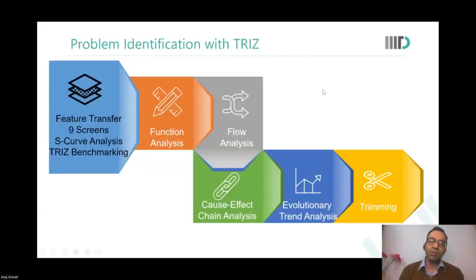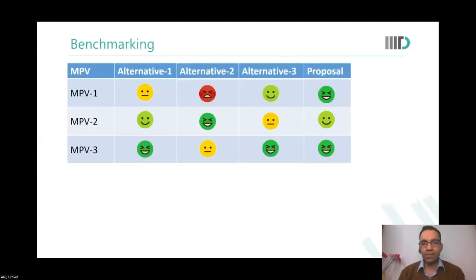So now today we will cover another part of problem identification, because I see some of you have not really been able to identify the problem yet, which includes stress benchmarking, feature transfer, and hopefully 9 screens also we will cover today. Otherwise, we will cover that tomorrow. So what is stress benchmarking?